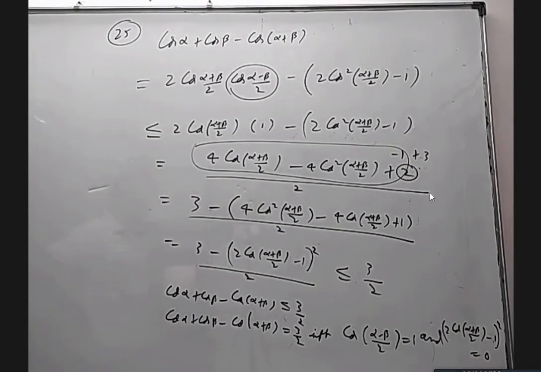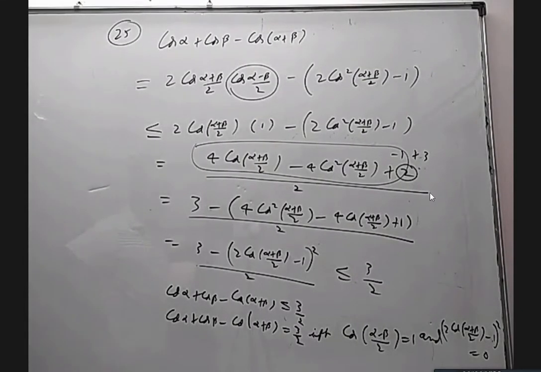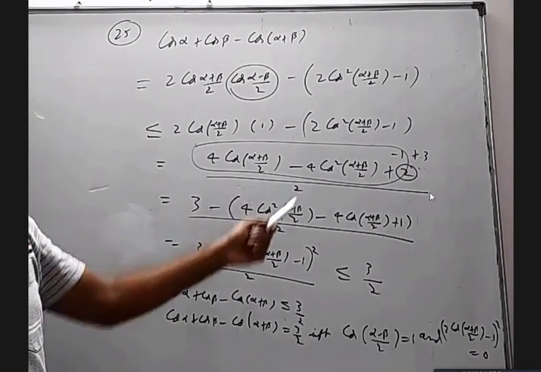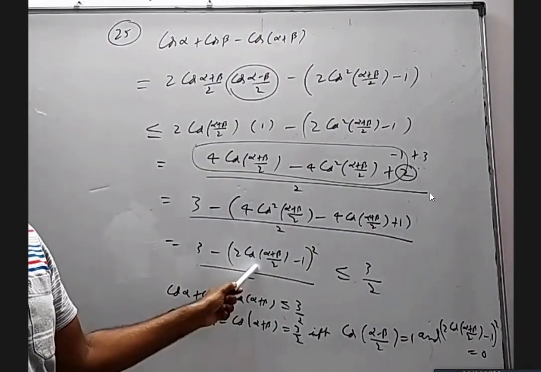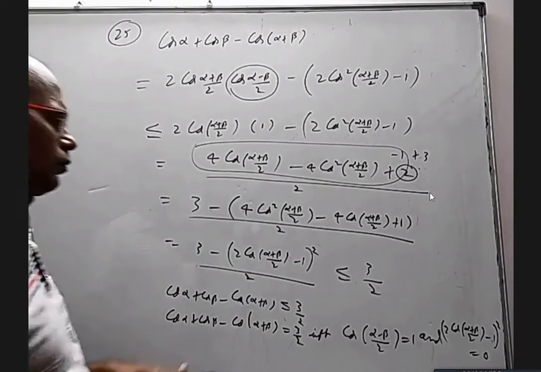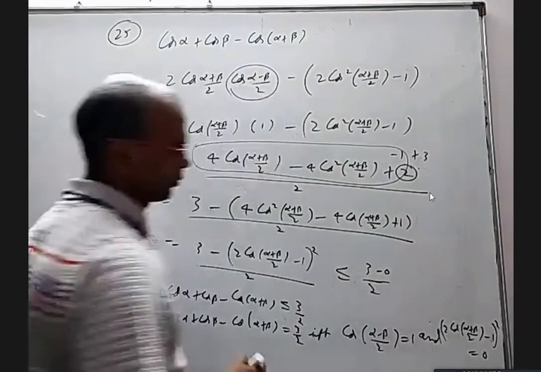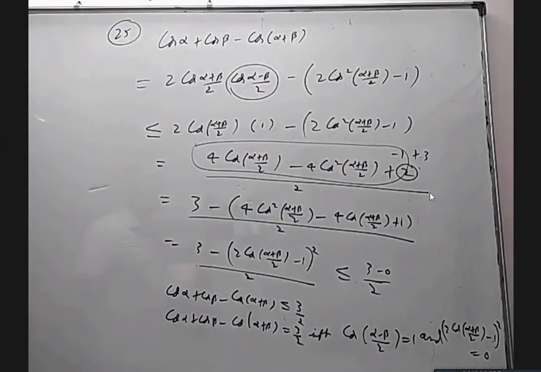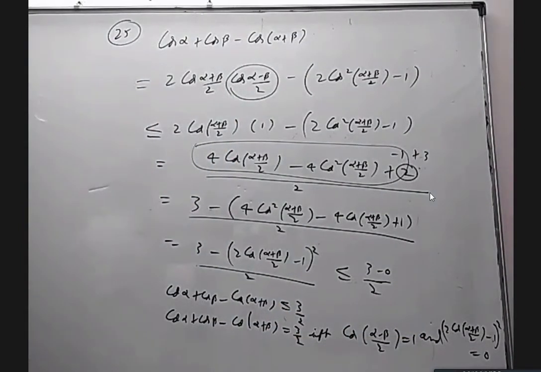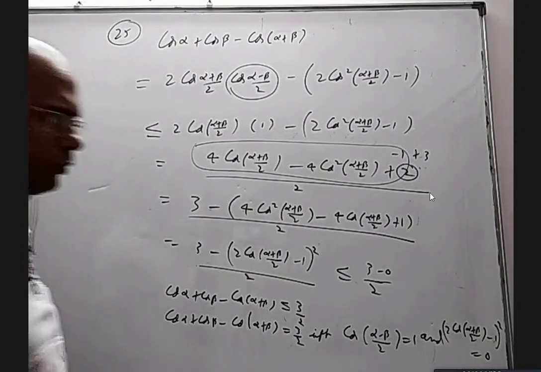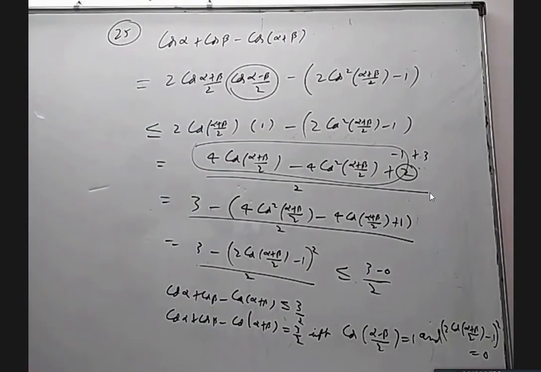Sir, my doubt was that minus 2 cos alpha plus beta by 2 minus 1 is there in the last step, no, sir? Yes. For it to be equal to 3 by 2, 2 cos alpha plus beta by 2 minus 1 should be equal to 0, no, sir? Yes, you're right. That's why I wrote it. Okay, sir. When I was about to ask the doubt, it was not yet written, sir. That's why I got the doubt. Okay.